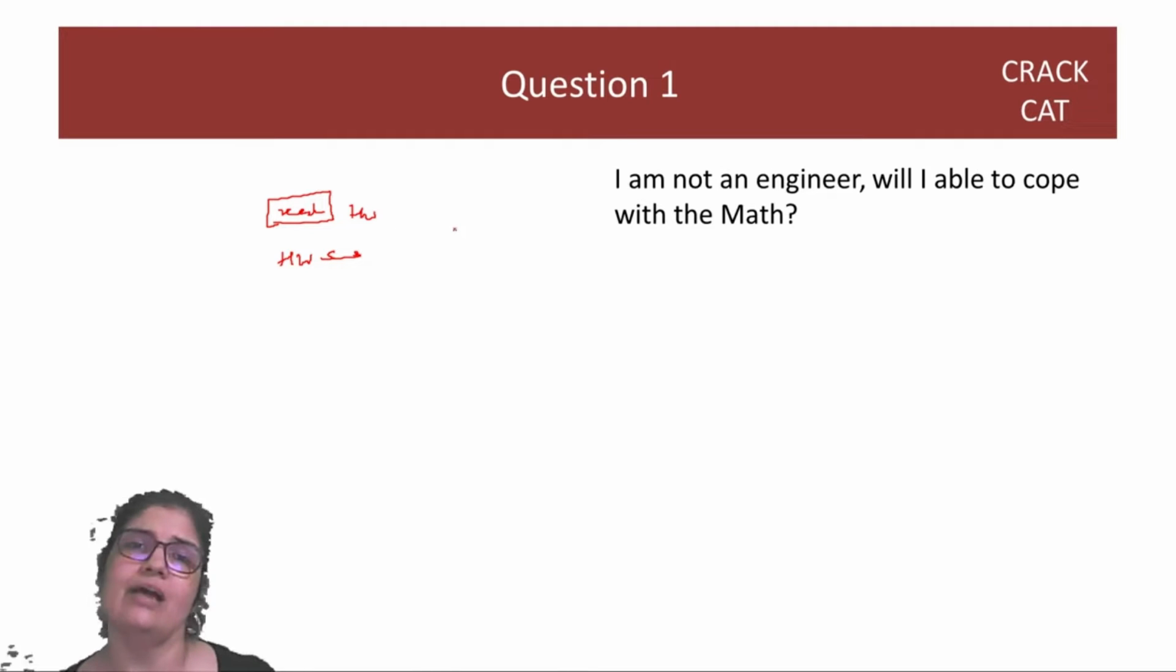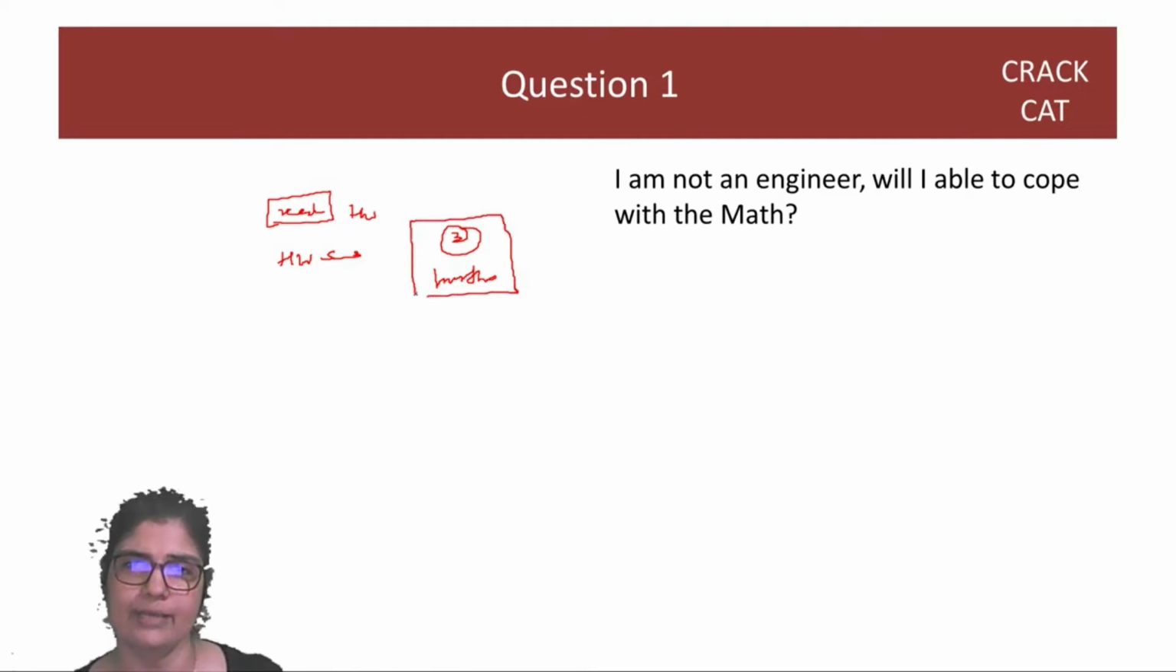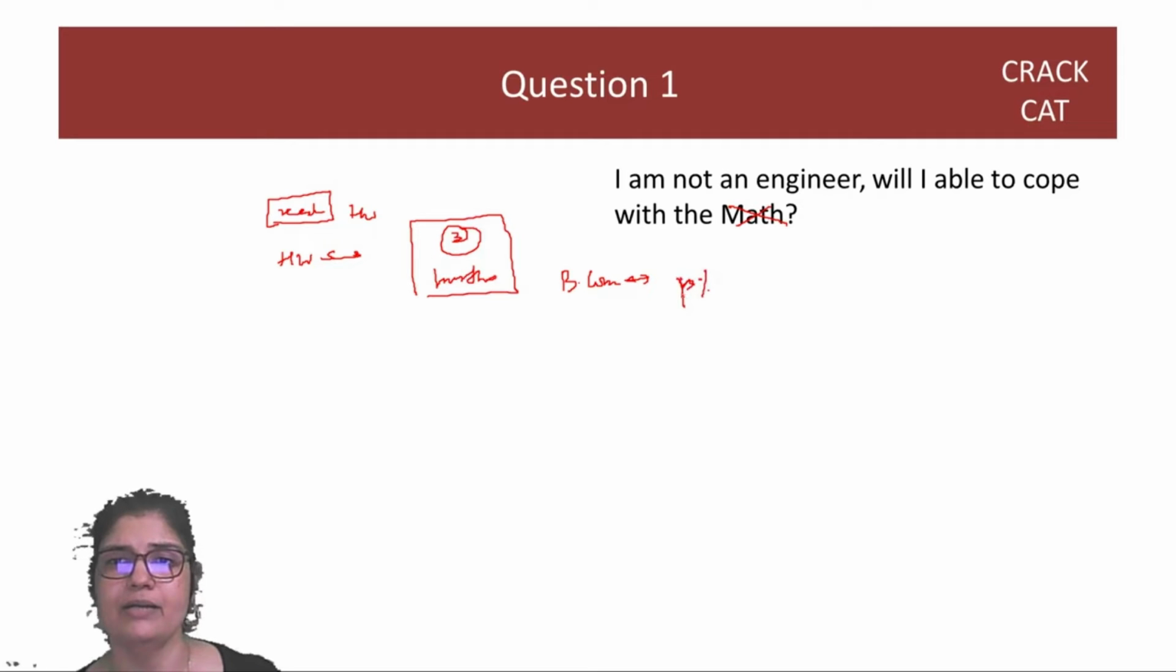You still have 3 months, guys, to make a difference. 3 months is not a short time. Engineers have no special advantage in maths. There'll be a lot of engineers, and I have taught a lot of engineers whose maths is as poor. In fact, I know some BCom guys whose maths is better. You have percentages, ratios. We are trained to do all this, discounts and everything.